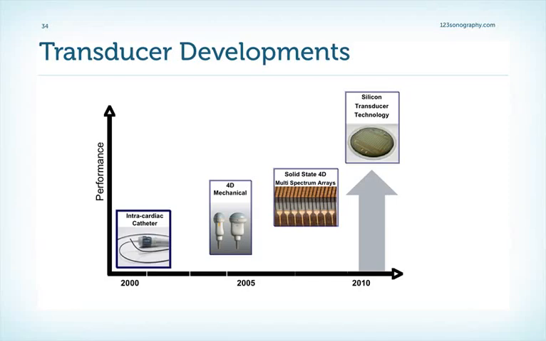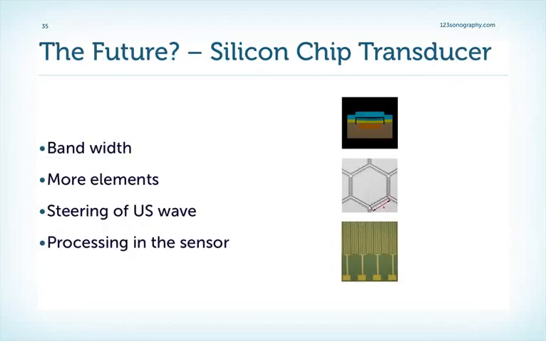Just to give you a better feeling of what this could maybe offer to us in the future, just a few slides would show you what the advantages are. We have higher bandwidth, we can use much more elements. We can steer the ultrasound wave much better. And we can, which is very important, perform the processing within the sensor. Such transducer chips would be produced very similar to the way that we produce chips for the computer industry.